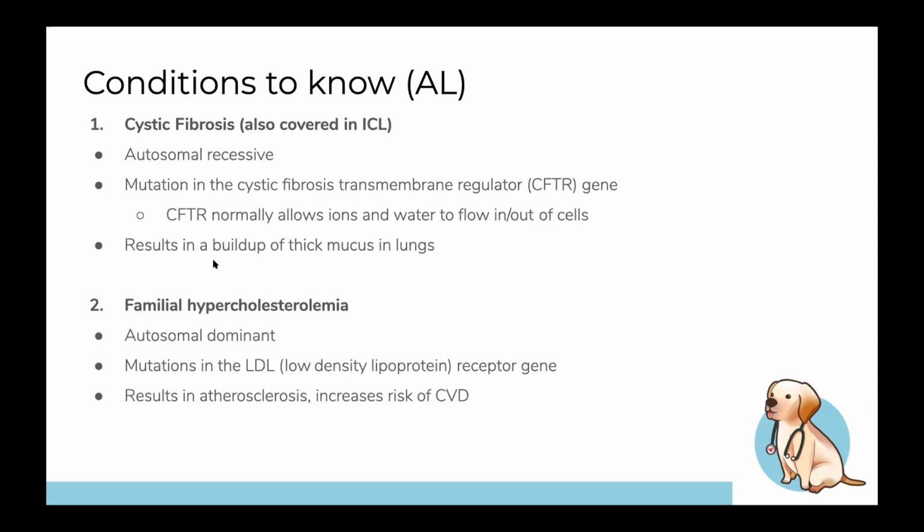And the second one is familial hypercholesteremia. So familial runs in the family, hyper means too much, cholesteremia, that's just cholesterol essentially. So autosomal dominant, it's a mutation in your LDLs, and if you have too much cholesterol building up in your blood vessels, you're going to end up with atherosclerosis and also increased risks of CVD.